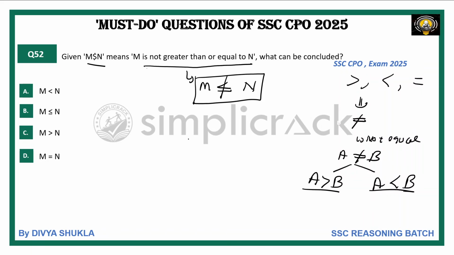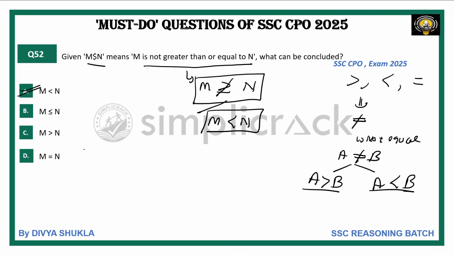Similar to that, if I am saying m is not greater than or equal to n, this is a reverse sign, it means only one possibility, that m is less than n. Only this possibility exists. So that is why option a is the correct answer for this question.